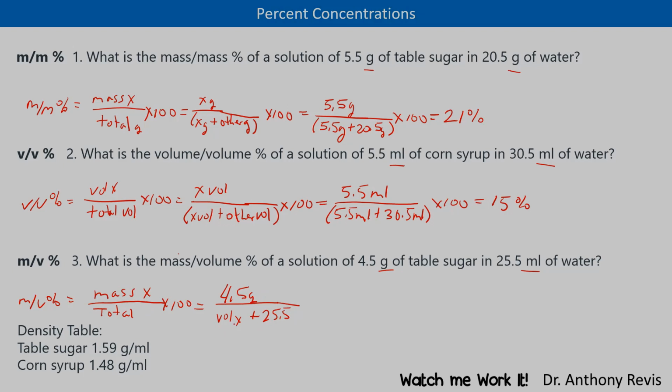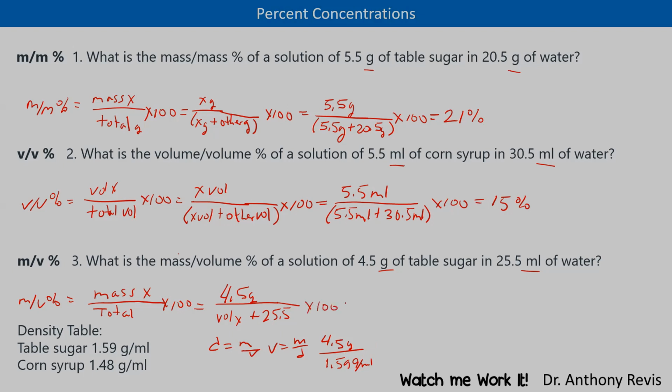So we need to calculate the volume of X. And the volume of X we could do two ways. One, if we use the density formula, we know that D equals mass over volume. So V equals mass divided by the density, which would be 4.5 grams divided by the density that I'll look up on the table. And we have table sugar at 1.59 grams per mil. So we have 4.5 grams divided by 1.59 grams per mil. And we can get that volume.